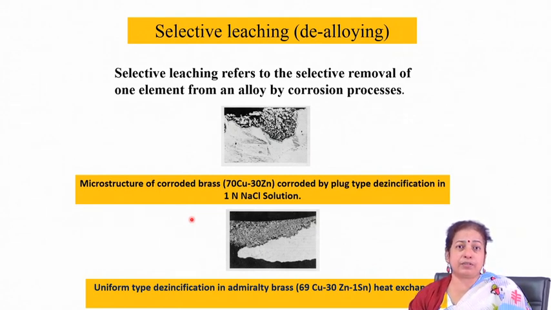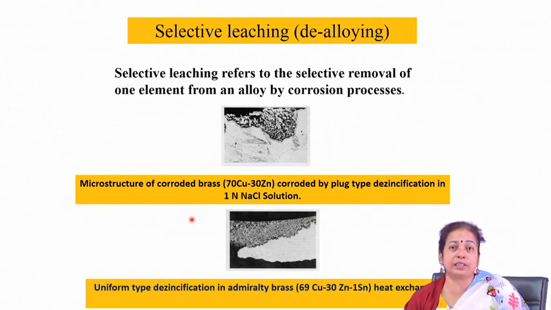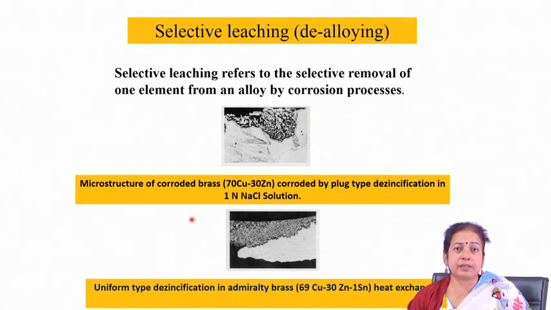So, this is called selective leaching. Selective leaching, or de-alloying, is nothing but the selective removal of one of the alloying elements, or two or three alloying elements, from a typical alloy because of the differential behavior in the corrosion resistance properties of the different components in the alloy.